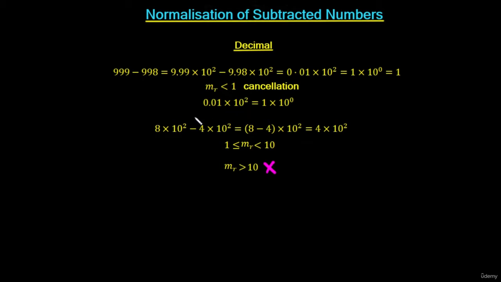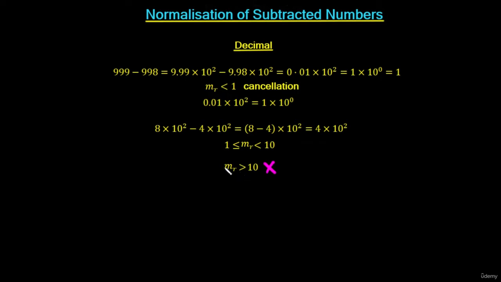Now, the other option that we're going to have is when the answer is an actual normalised value. So for example, 8 times 10 to the 2 minus 4 times 10 to the 2. The indices are the same, so we can do the subtraction and we're just left with 4 times 10 to the 2. The mantissa is within the range 1 to 10, so it's normalised. So there's no normalisation required here. There is a normalisation required when the mantissa of the result is less than 1, and no normalisation required here.